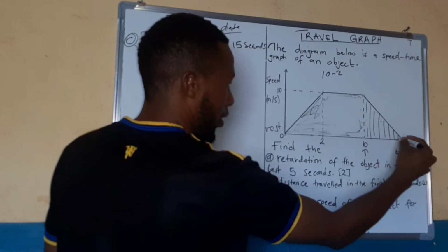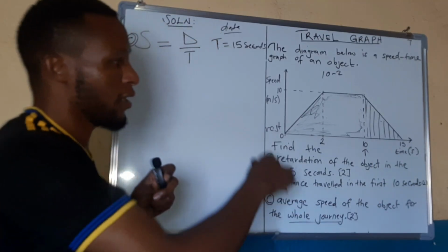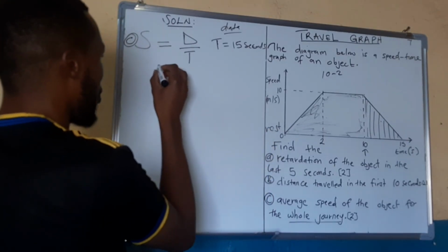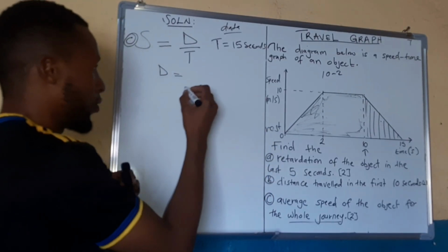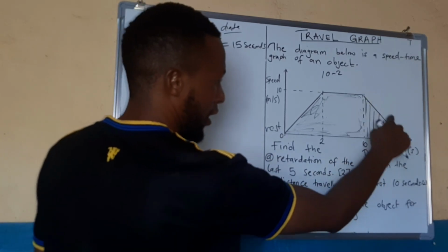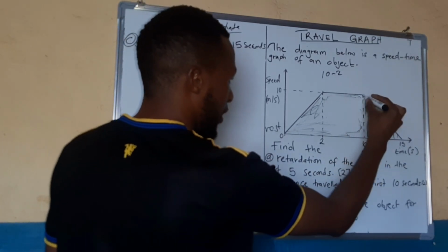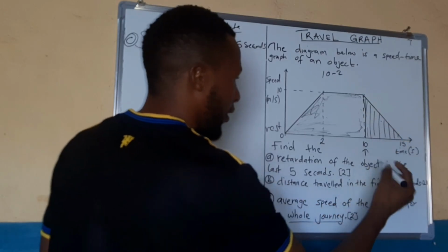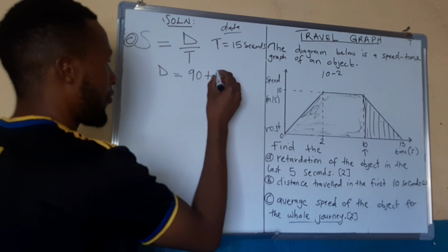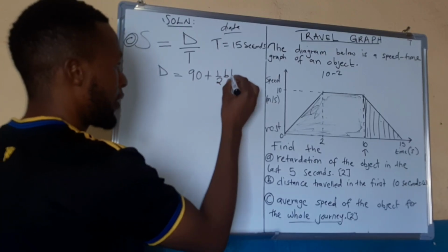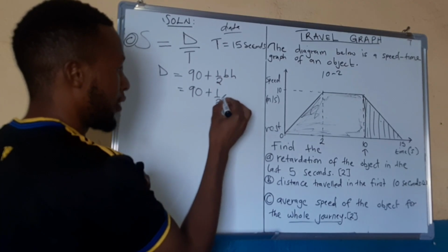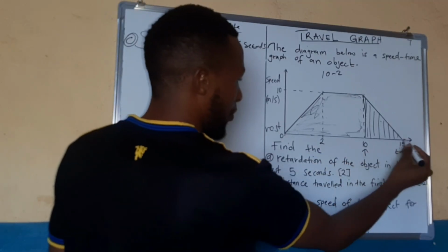Okay, so what we're going to do now is to calculate the distance for the last portion and add it to 90. So first of all, we calculate the total distance. So it will be 90 plus the distance of this triangle on the last part. Okay, so the distance of this triangle, remember, that is a right angle triangle. Okay, we are saying half base into height.